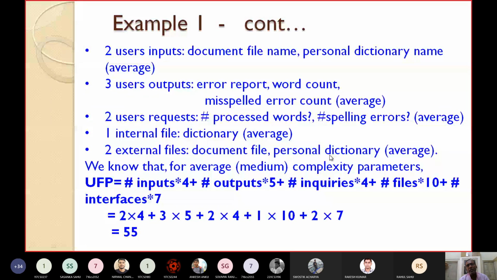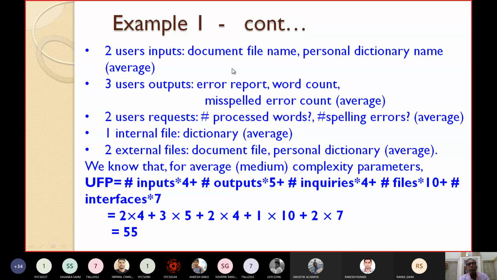Even if something is not mentioned, you have to interpret yourself. Personal dictionary you are giving, but the system must have a dictionary. Every computer system has a dictionary. So that is an internal file. Even if it is not mentioned in the problem, you have to think of yourself. So one internal file, that is the dictionary, that is of average, and two external files, document file and personal dictionary. So all are treated as average.